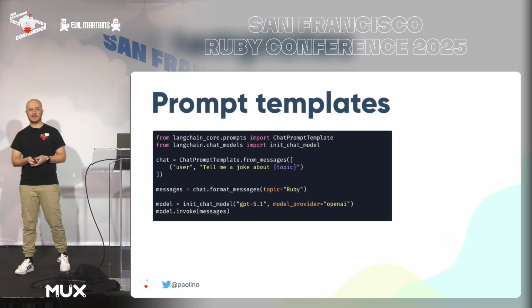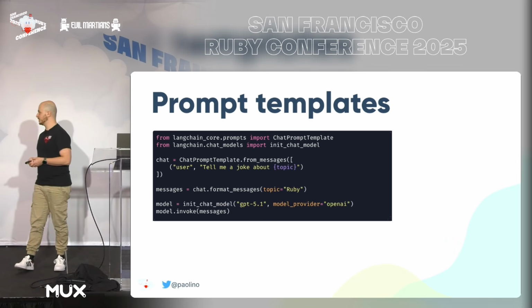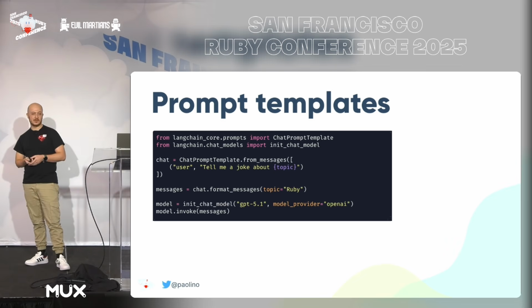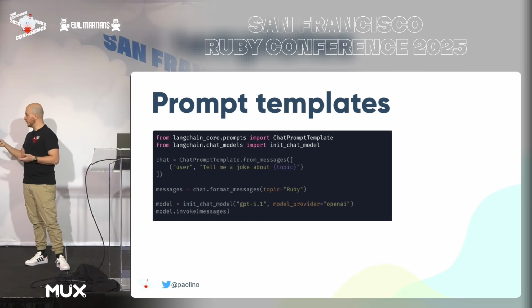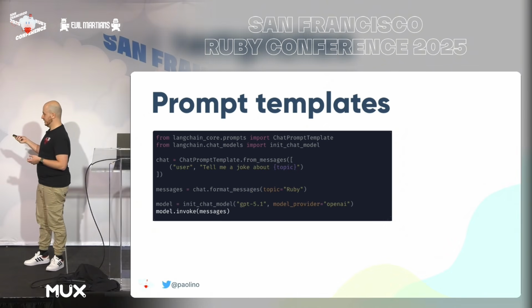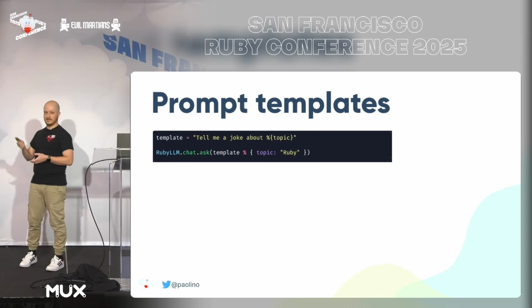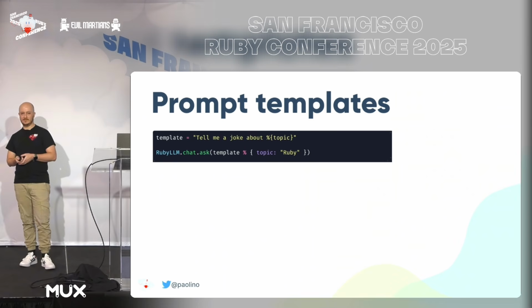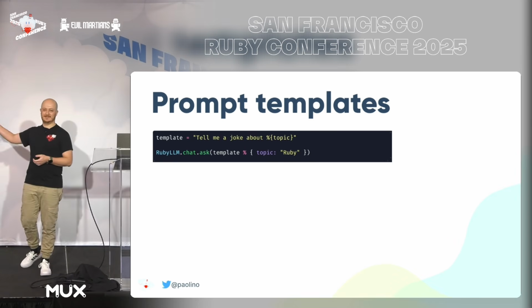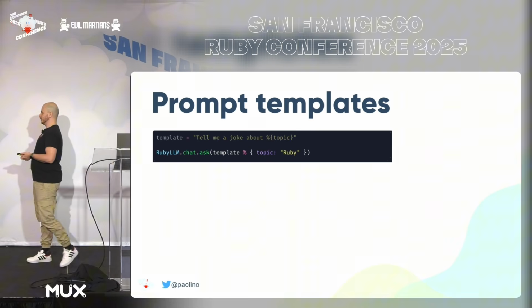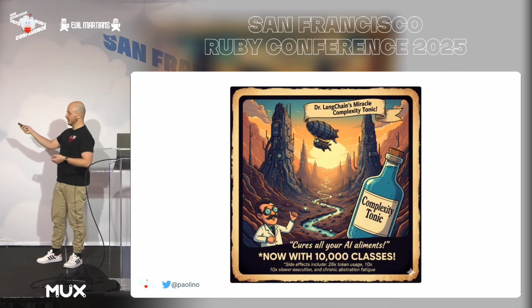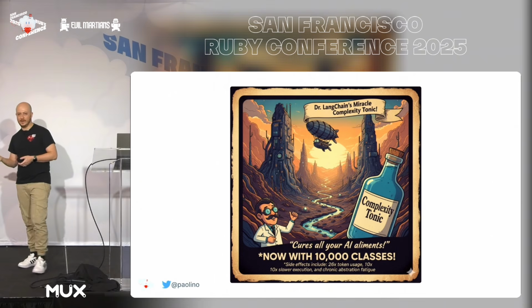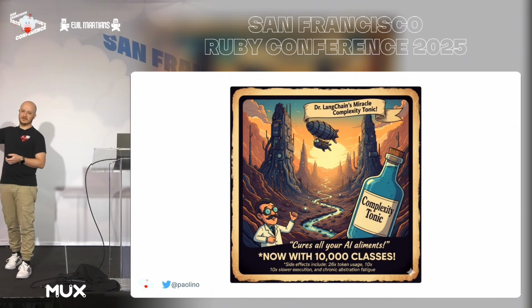Prompt templates, another thing that people ask all the time, how to do this? Well, this is how you do it in LangChain Python. You need to import a bunch of stuff, initialize a bunch of stuff. Why, when we can do it this way? We have Ruby, we have string templates. They basically want you to drink the Kool-Aid, the complexity tonic of Dr. LangChain.